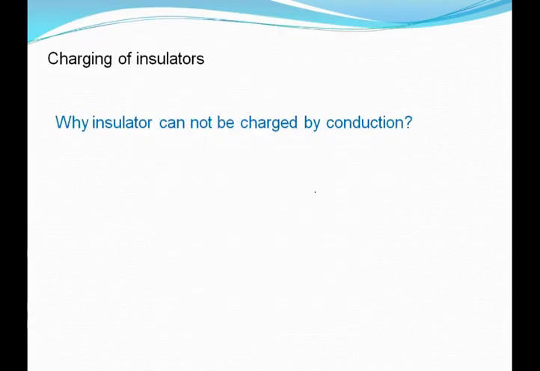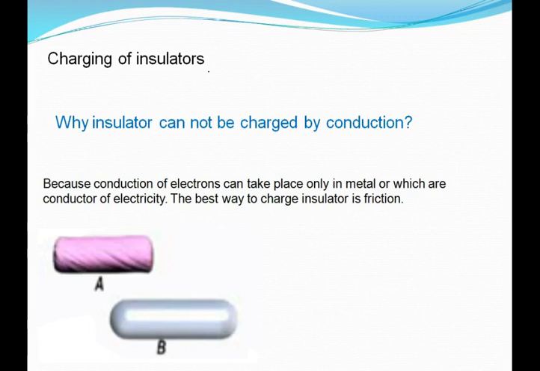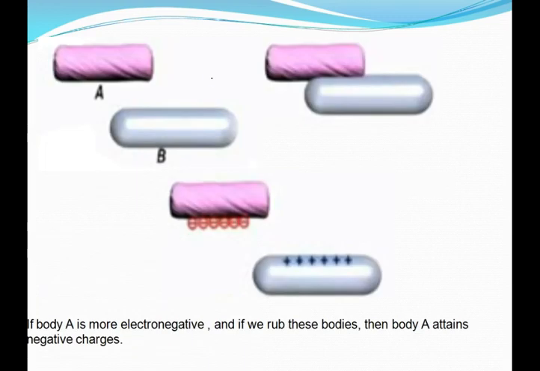Somebody can ask why an insulator cannot be charged by conduction. I think it is a very simple thing for all of you. Conduction means movement. In an insulator, as you all know, charges cannot move easily. So how is conduction possible? Pause the video and read it carefully. Now, for the charging of an insulating body, the very important principle is friction.